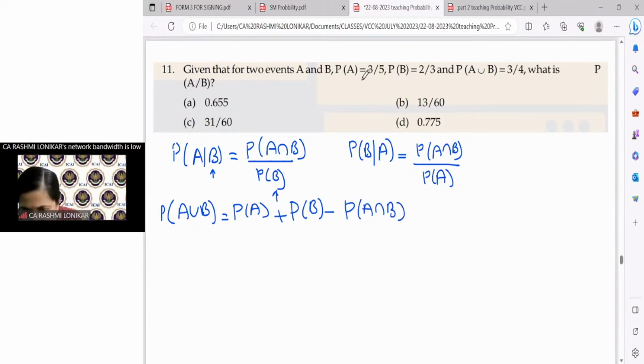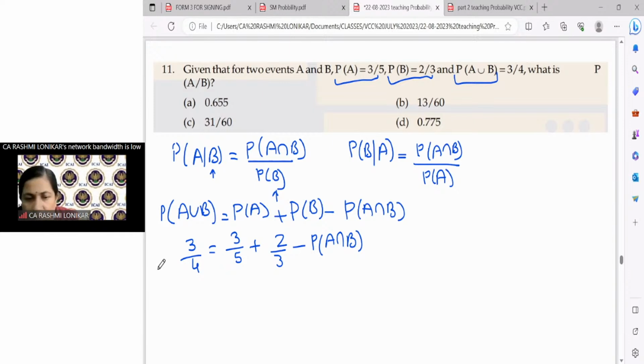Now, what is given to me? P(A) is given, P(B) is given, and P(A union B) is given. So I put 3 upon 4 is equal to 3 upon 5 plus 2 upon 3 minus P(A intersection B). So P(A intersection B) will be equal to 3 by 5 plus 2 by 3 minus 3 by 4.